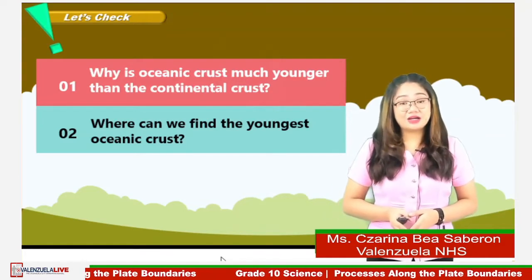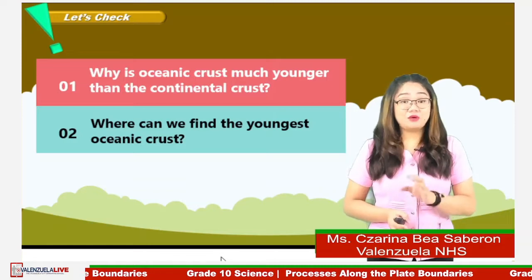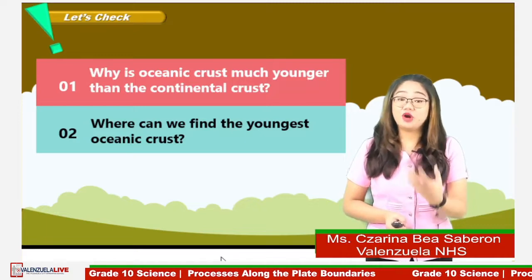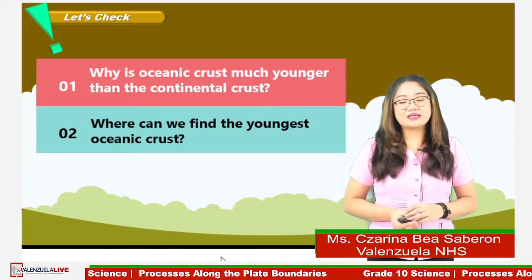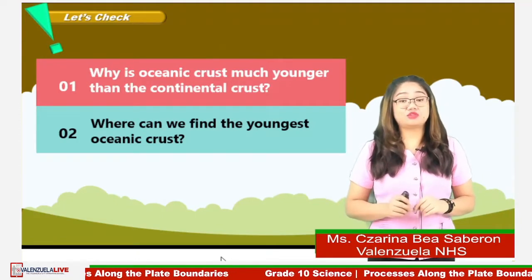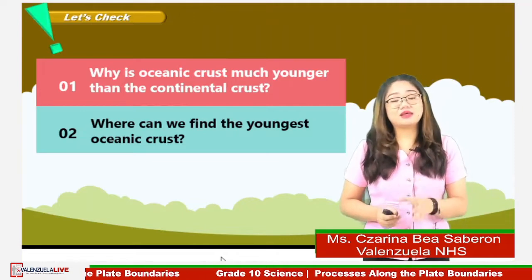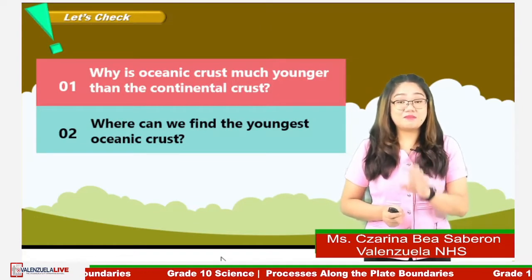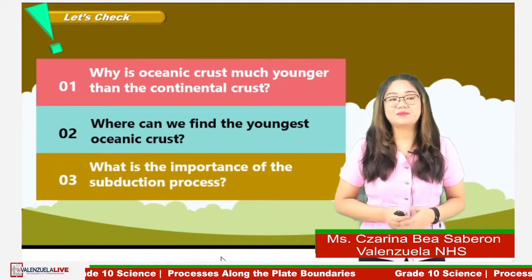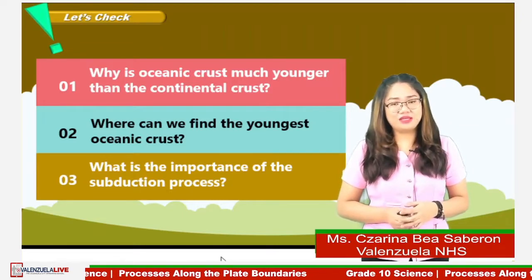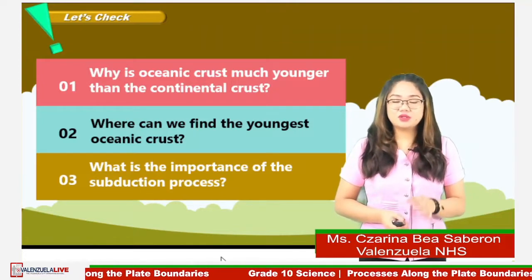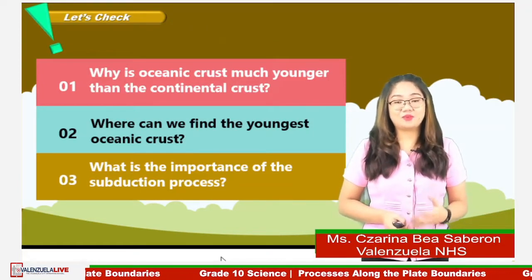The youngest oceanic crusts are found at the mid-ocean ridges because this is where the new oceanic crusts are being formed or born, whereas the older oceanic crusts are found away from the mid-ocean ridges. So once again, the youngest oceanic crusts are found at the mid-ocean ridge. Alright? Now, for our last question, question number 3, what is the importance of the subduction process? We keep on talking about the subduction process. So what do you think is the importance of this kind of process?